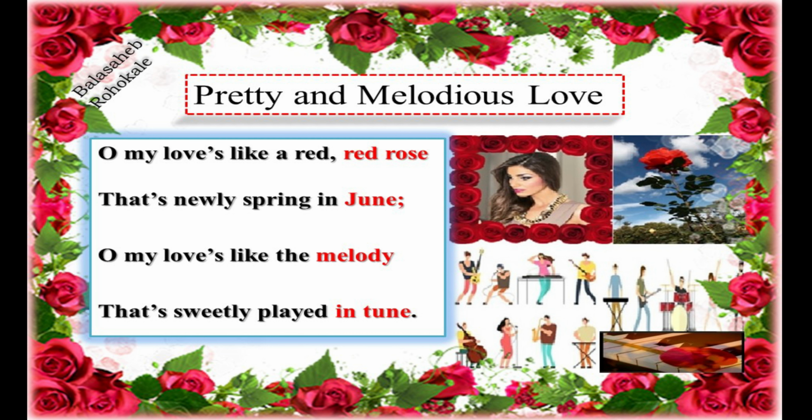Now see the first stanza. Pretty and melodious love is the theme of the first stanza. The first line reflects the title of the poem. This stanza states the focus of the poem. It describes the poet's quality of love towards his sweetheart. He is an ardent, means passionate, lover. He compares his love with a fresh red rose. It is a conventional image of love.